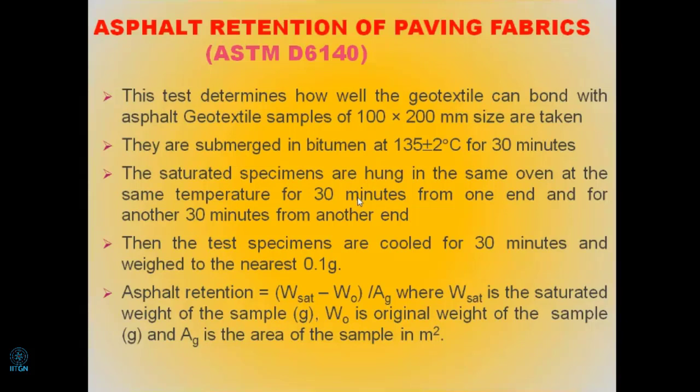So from both ends we keep the saturated specimen hung in the oven for 30 minutes. Then the test specimens are cooled for 30 minutes and weighed to the nearest 0.1 gram. The difference between the saturated weight and the original weight, divided by the area of the sample, is the asphalt retention value. So it shows how much asphalt is retained under different temperature and cooling conditions, and that is why this value is important.